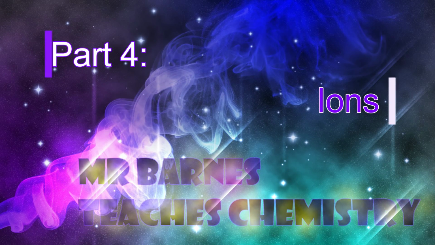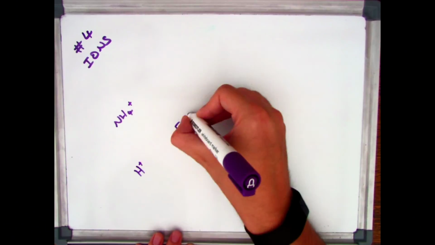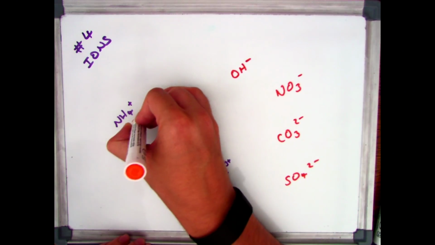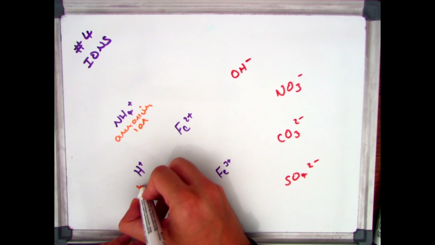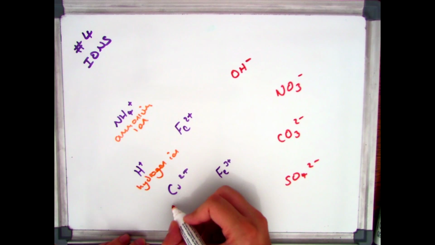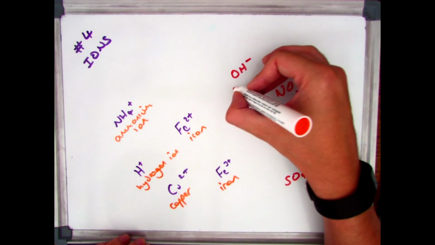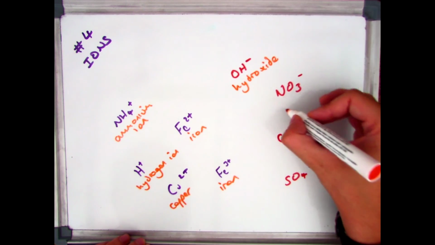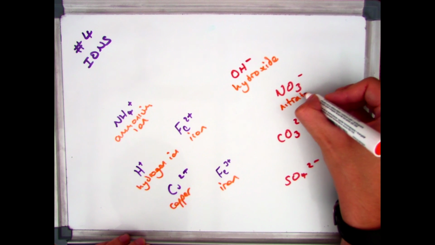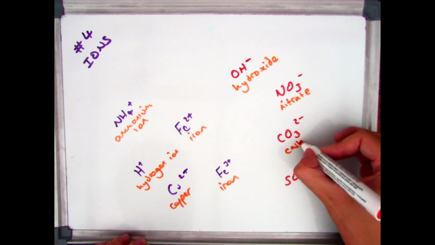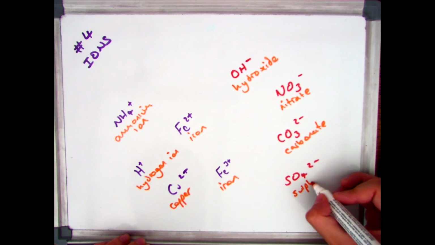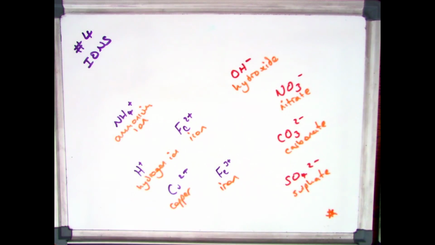The final section you need to know then are the ions. NH4+ is our ammonium ion, H+ is our hydrogen ion, Cu2+ is our copper ion, Fe3+ and Fe2+ are both iron, OH- is a hydroxide ion, NO3- is a nitrate ion, CO3 is a carbonate ion, and SO4 is a sulfate ion.